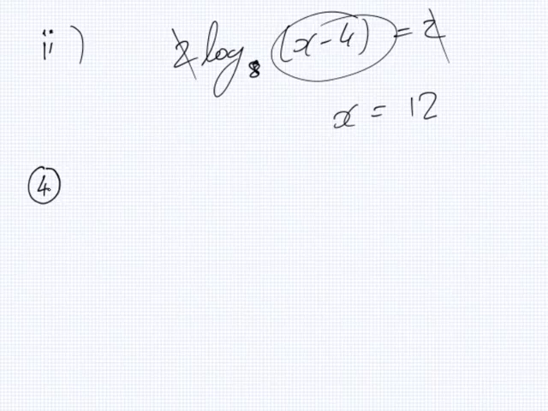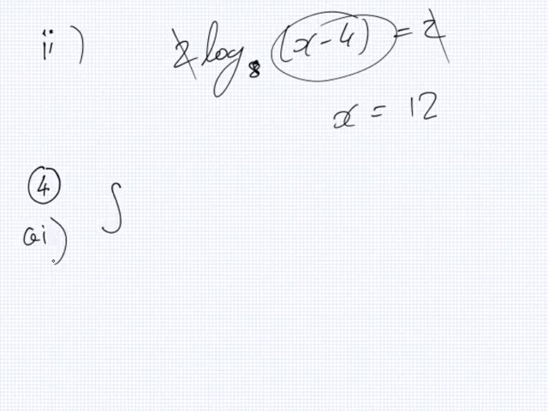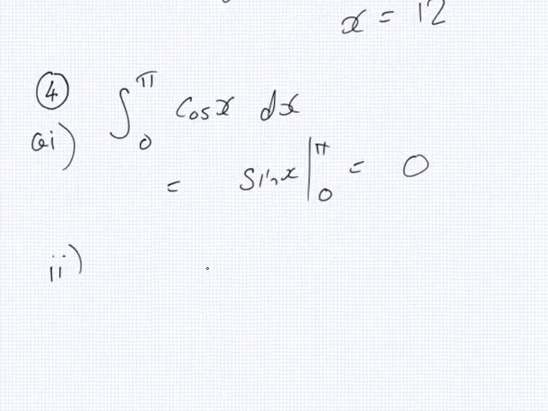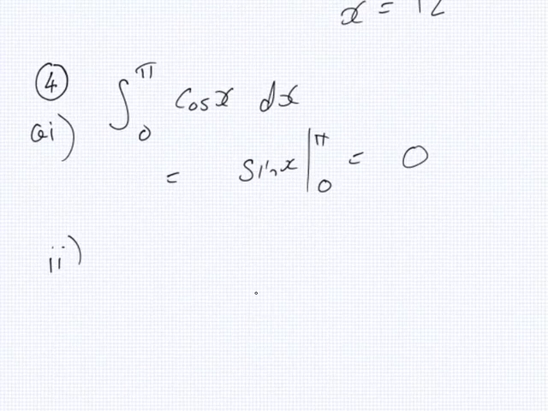This first question is quite generous for 3 marks. Integrate 0 to pi cos x dx. That's equal to sine x from 0 to pi, which is 0. Part 2 is a bit weirder. What does your answer indicate?